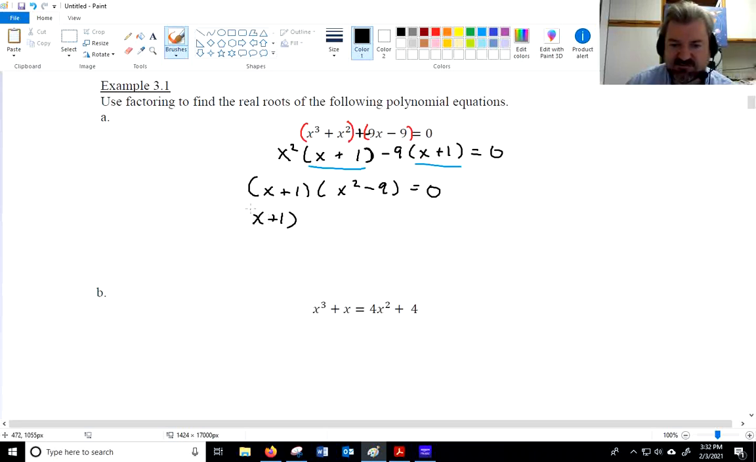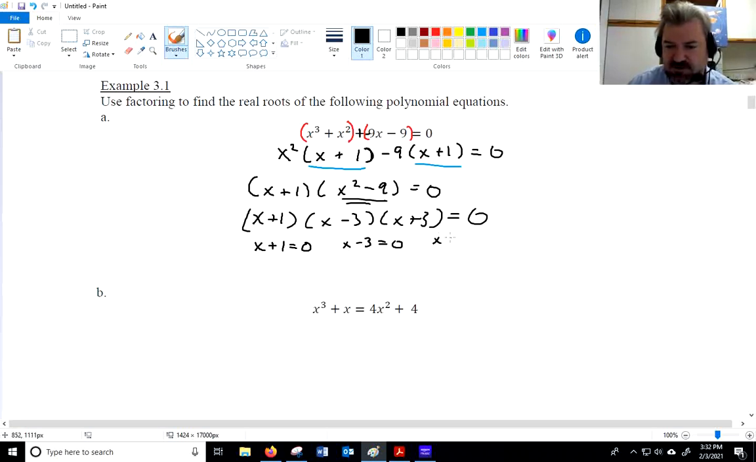And we can factor this as x minus 3, x plus 3. So you see, not always, but sometimes you can go further. Then I can set each one of these factors equal to 0 and solve them, just like we did before. This gets me x equals negative 1, x equals 3, and x equals negative 3, because any one of those values would make one of these factors 0. And 0 times anything, no matter how many factors there are, is 0. So I know those are solutions. So our answers are negative 1, 3, and negative 3.